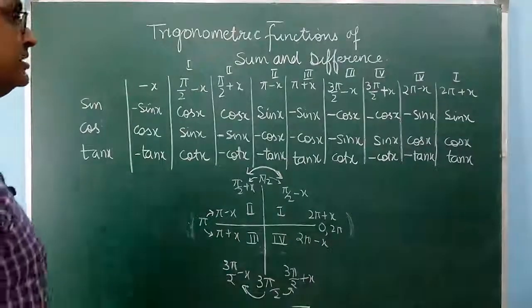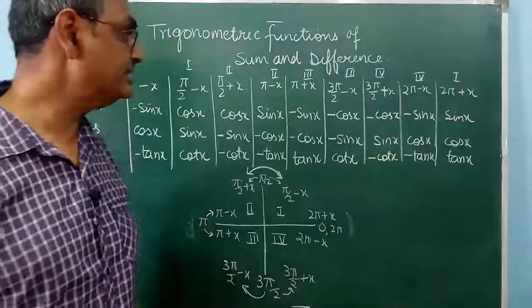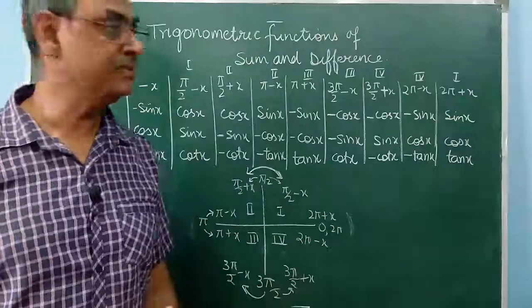So this is how we take the sign of the trigonometric function according to the quadrants and the angles. Today we will be doing till here. In the next session we will be doing the questions based on this.